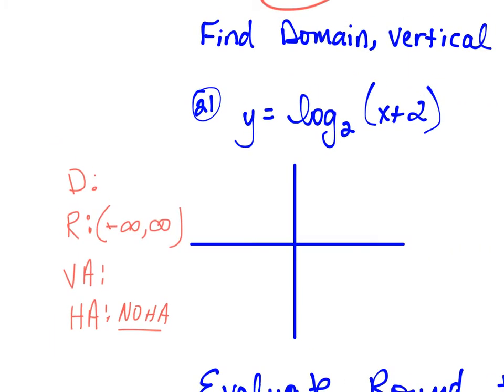How do I find the vertical asymptote? It's super easy. We set the parenthesis equal to 0. X plus 2 equals 0. So x equals what? Negative 2. So that means my vertical asymptote is at x equals -2.